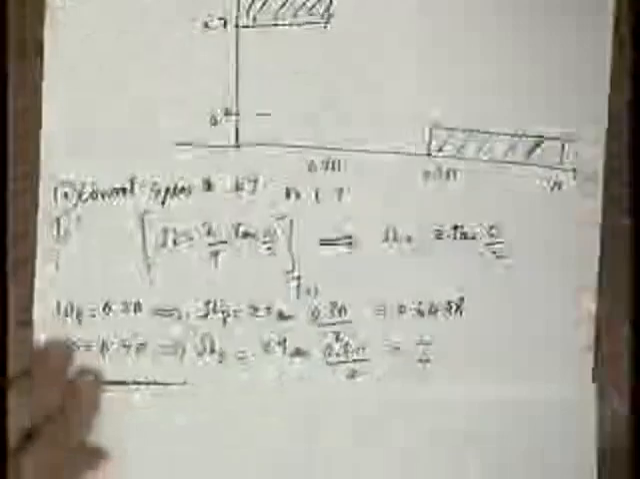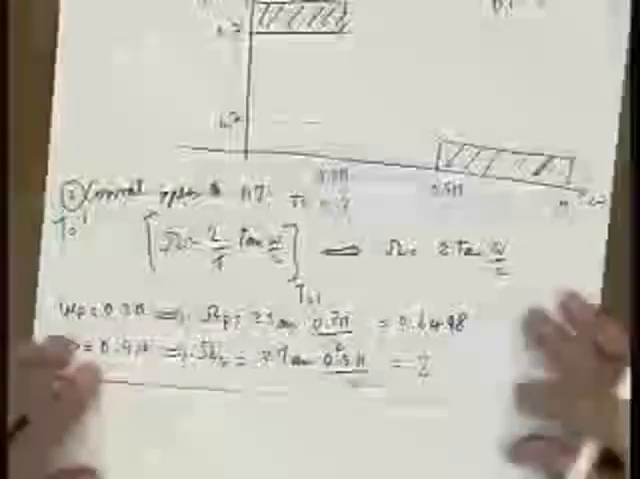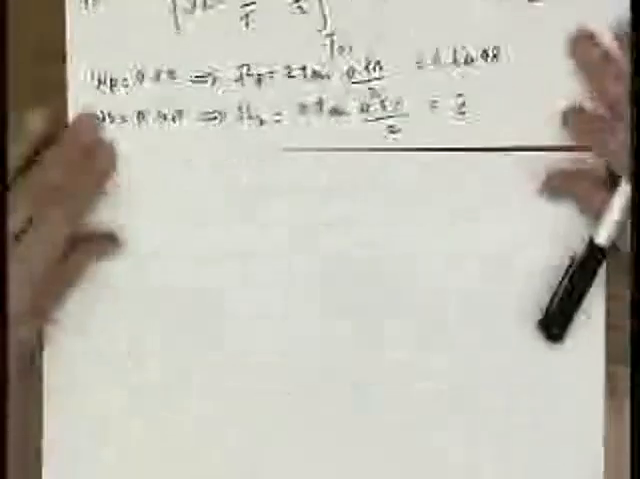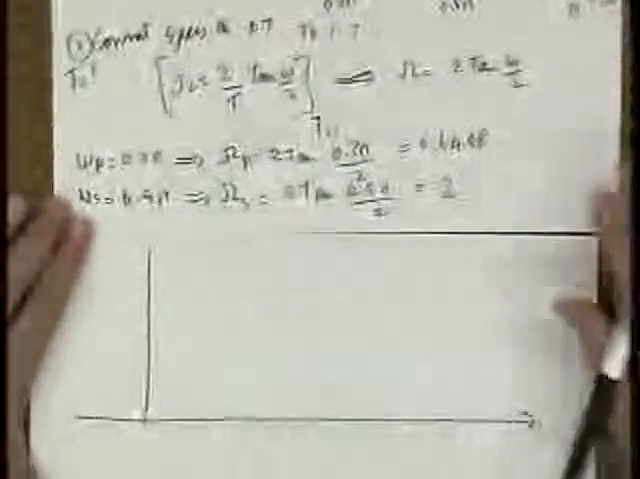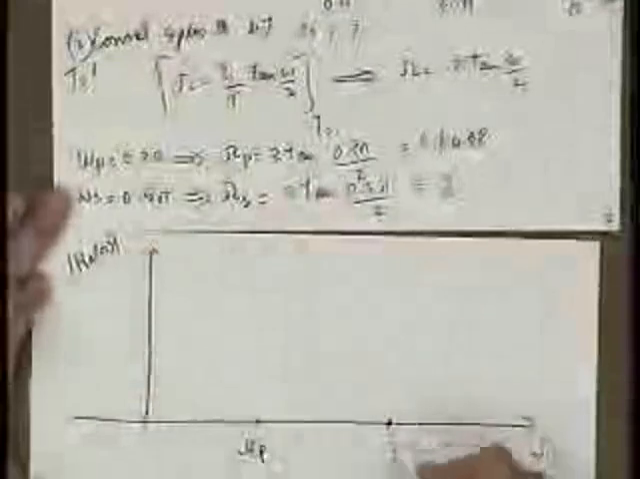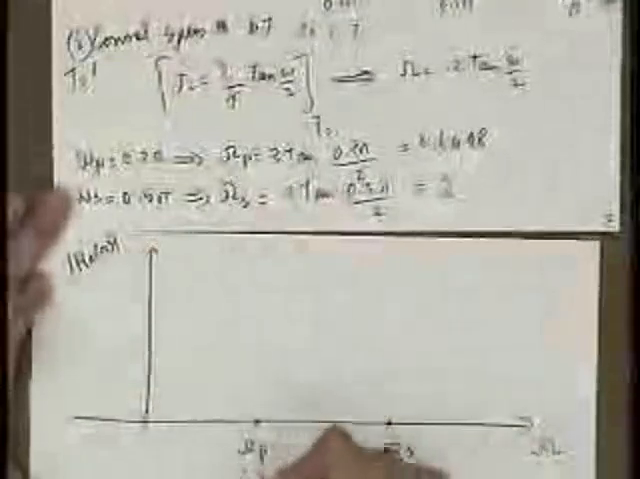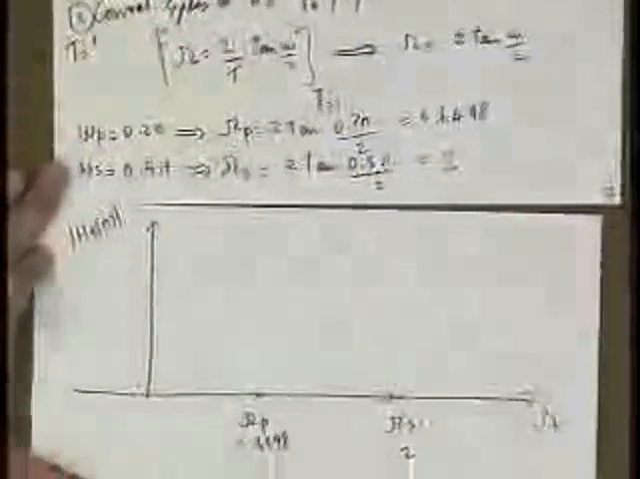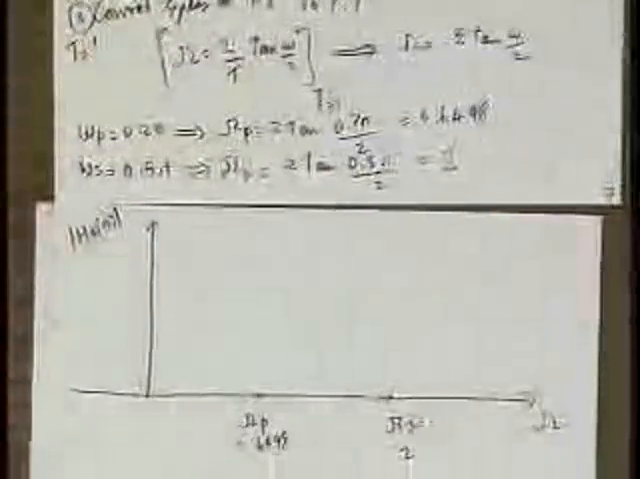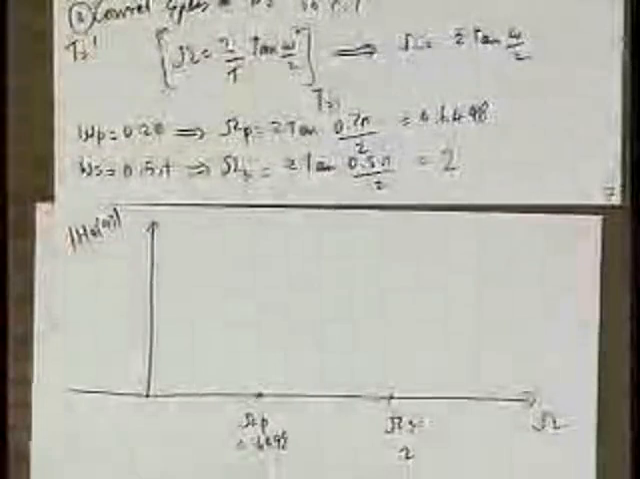So we've just plugged in these little omega p's, and based on this transformation, we get these capital omega p's. So what do the specs look like? As a function of omega, H sub L of omega, here's omega p, here's omega s. Omega p is 0.6498, and omega s is 2. And in what units are these? Radians.